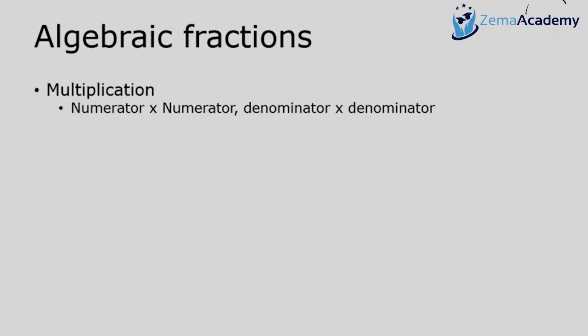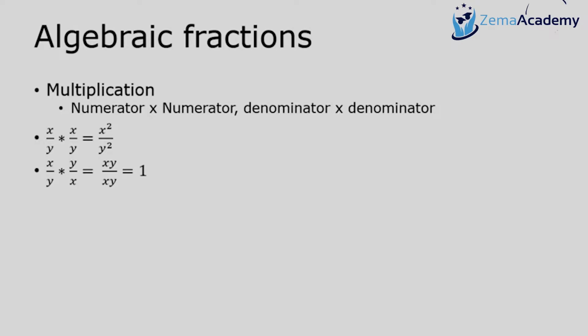Now, multiplication. Again, in this case, what we do is we multiply the numerator by the numerator and the denominator by the denominator. This is actually the easiest, I think, operation with fractions. So, for example, here, if I want to multiply x over y by x over y, I just multiply the two together. x times x on the top gives me x squared, y times y on the bottom gives me y squared. So my final fraction is x squared over y squared.